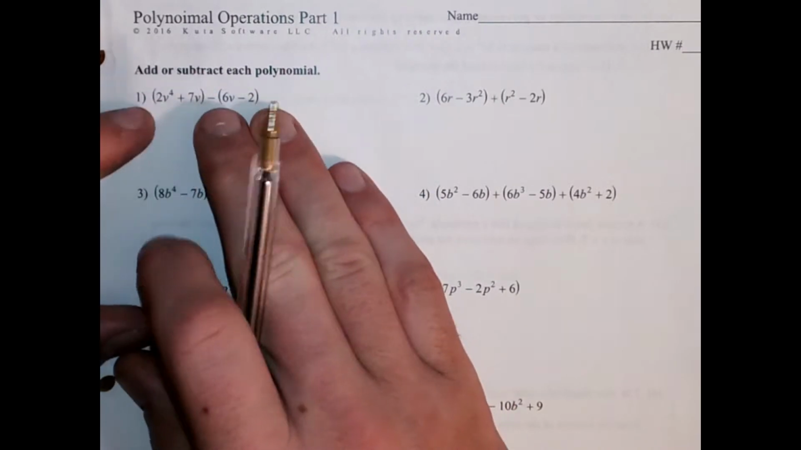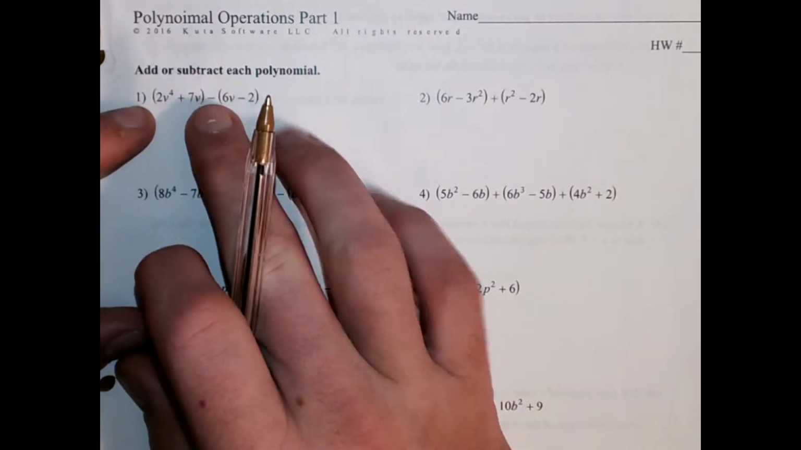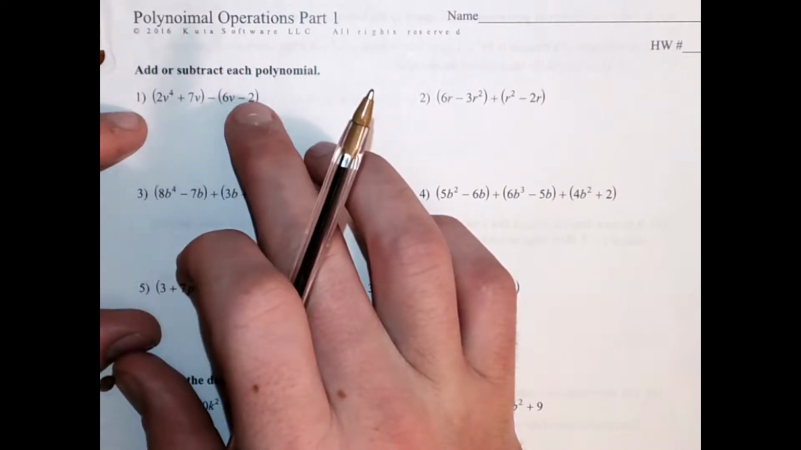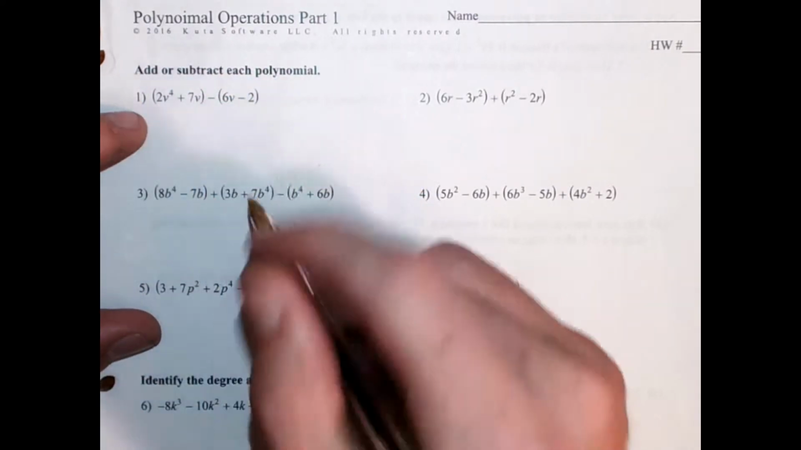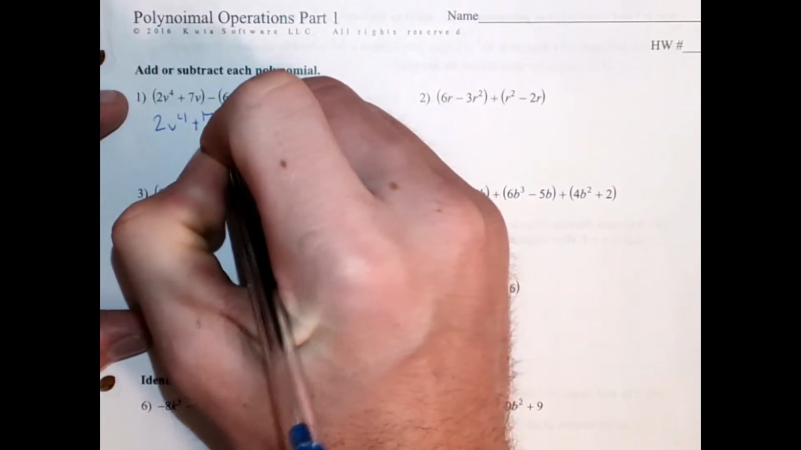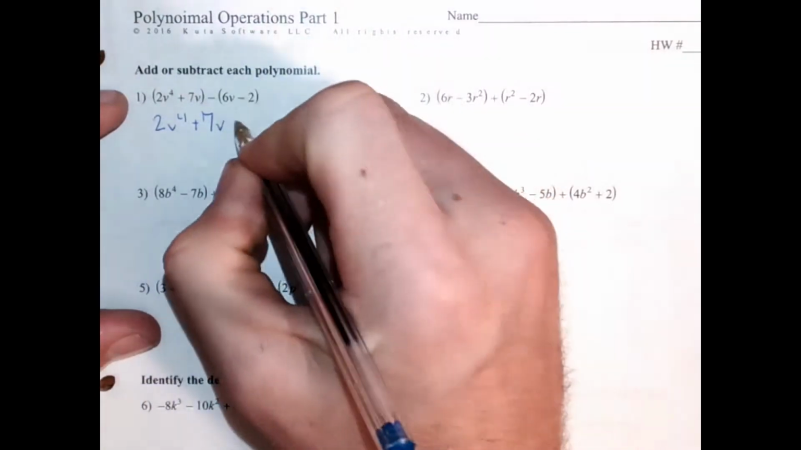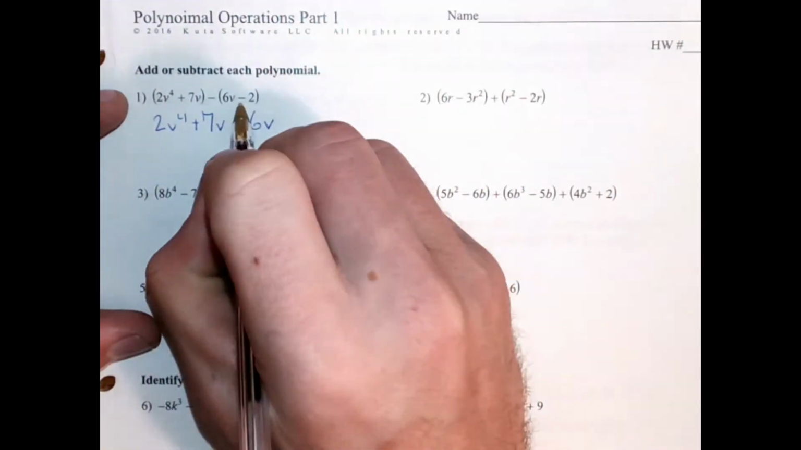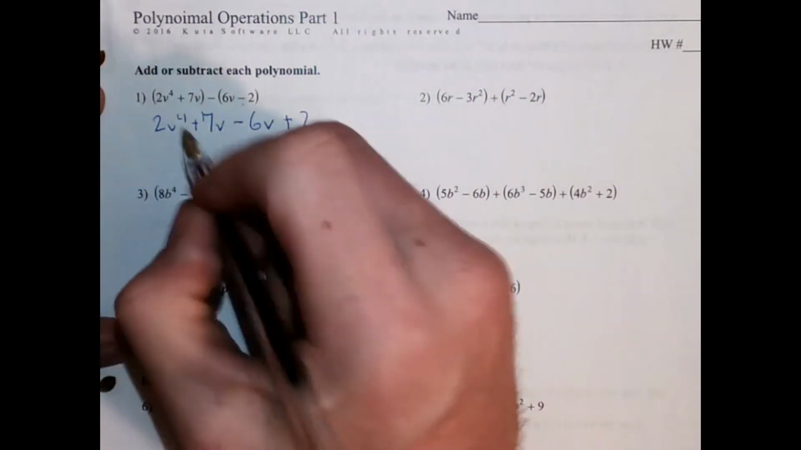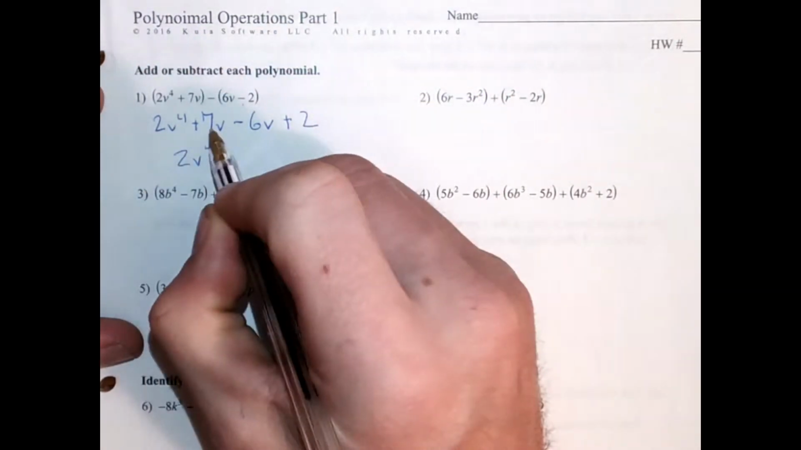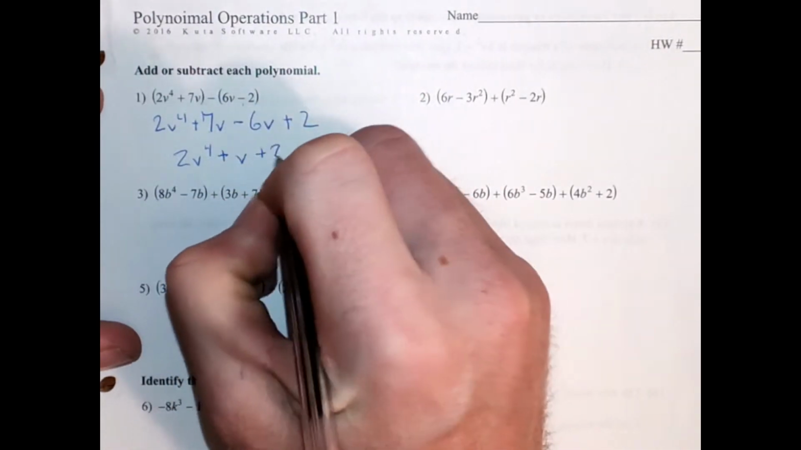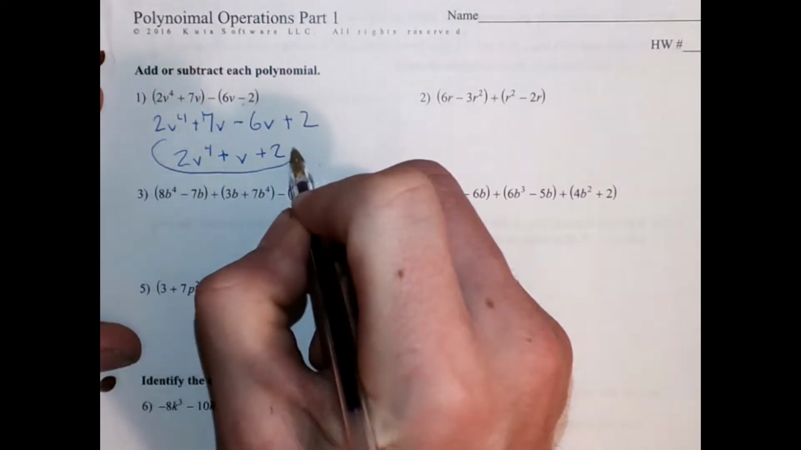What I've been saying over and over again in class for polynomial addition and subtraction is to distribute the negative if there is one, and then combine like terms. So the first thing I'm going to do is rewrite this without the parentheses, distribute the negative to get negative 6v plus 2, and then combine like terms. For 2v to the fourth, 7 minus 6 just leaves one single v plus 2, final answer.